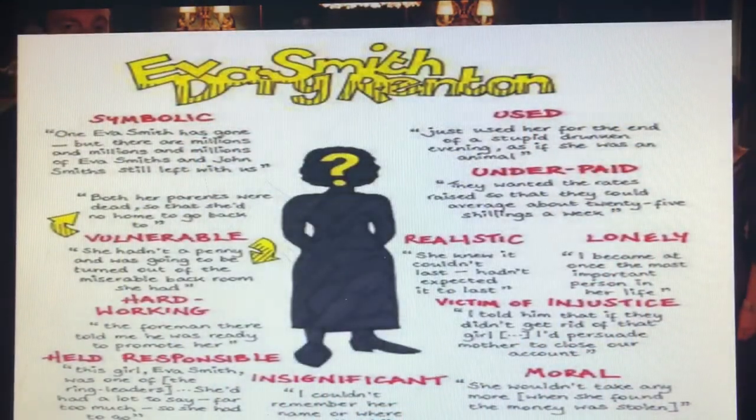Some notes then on Eva Smith herself. She's symbolic of the workers at the time. She is a vulnerable character who is able to be exploited by each of the Birlings. We're told that she's hard-working, in fact almost management material if she was able to keep a job long enough. She's underpaid for what she does. She's got a realistic view of life, and she has a really high set of moral values.